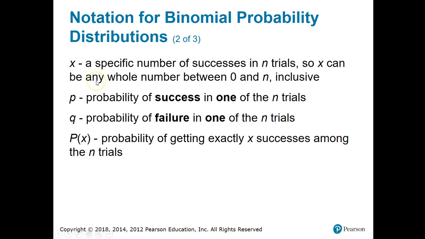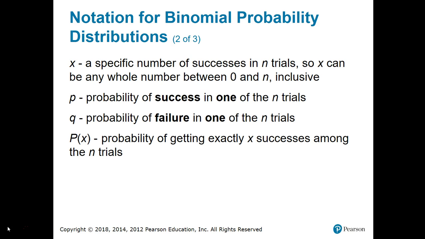X is a specific number of successes in n trials, so X can be any whole number between 0 and n. So we could have 0 successes, we could have n successes. P is the probability of success in one of the n trials. Q is the probability of failure in one of the n trials. And P of X is the probability of getting exactly X successes among n trials. All right, so these are our variables we need to know.